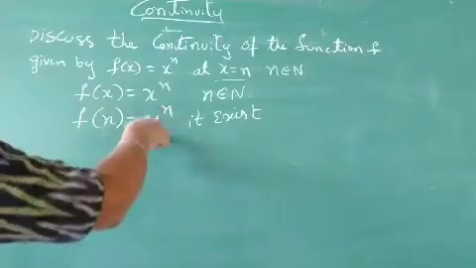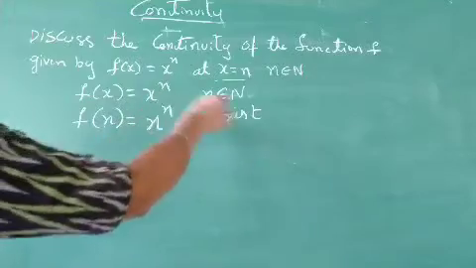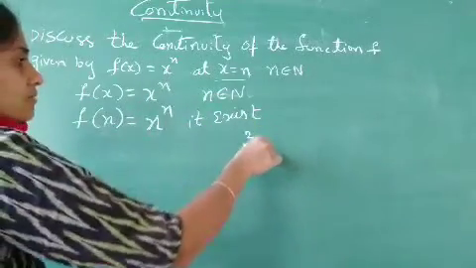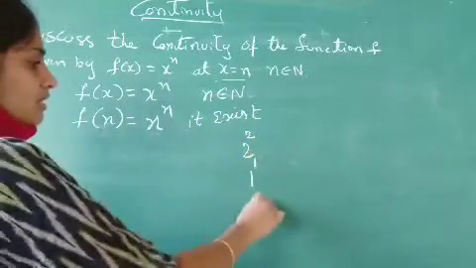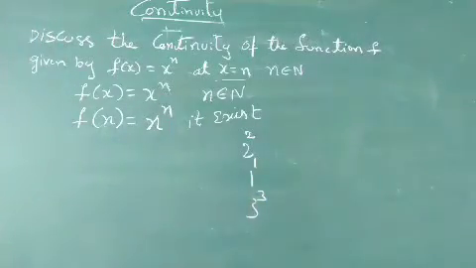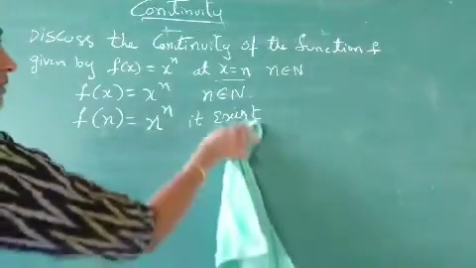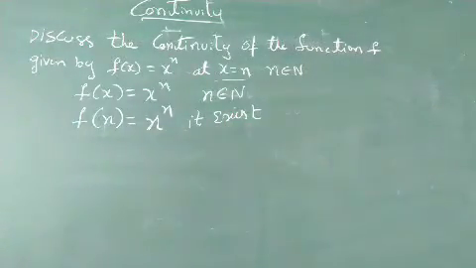If you take 3, it becomes 3 raised to 3. If you take 2, it becomes 2 square. If you take 1, it becomes 1. So you will get a natural number itself. Is it clear? So we are not supposed to take the negative, because in natural numbers you will not get a negative number.